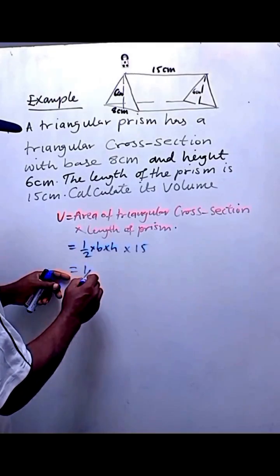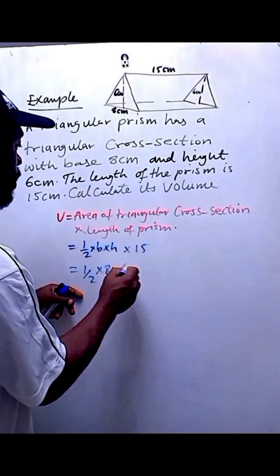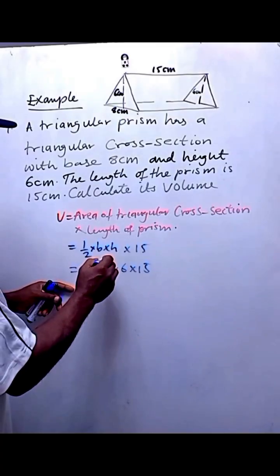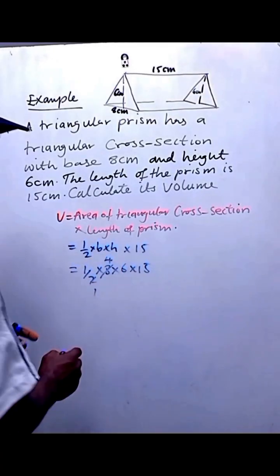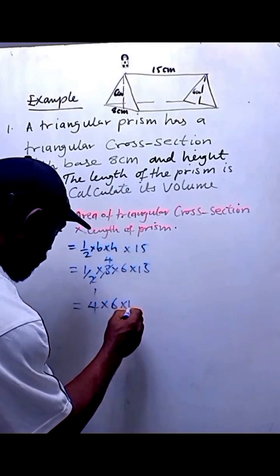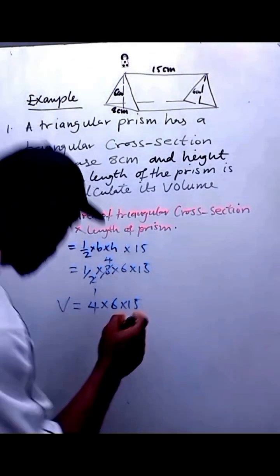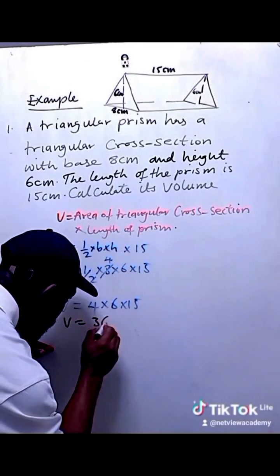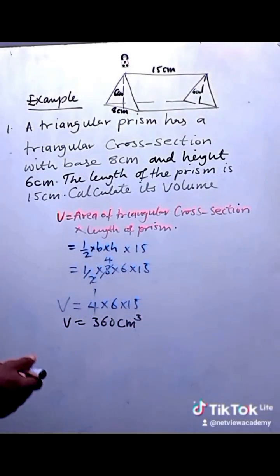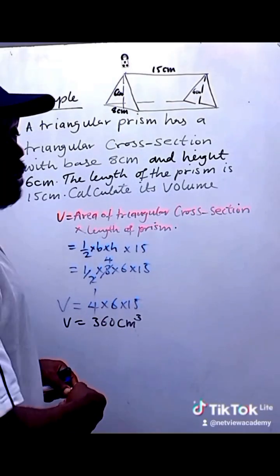Therefore, this is 1 over 2 multiplied by the base, which is 8 centimeters, the height, which is 6 centimeters, multiplied by 15. 2 will cancel out 8 to give 4, and 2 cancels itself to give 1. Therefore, 4 multiplied by 6 multiplied by 15 is the value of the volume. The volume of the prism is equal to 360 cubic centimeters.